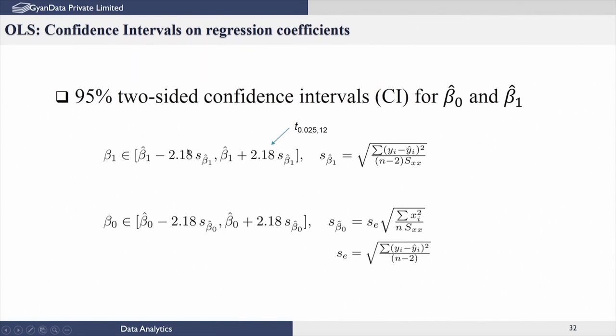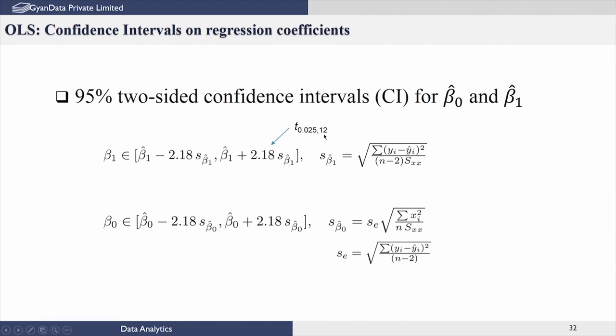The reason why we have 2.18 instead of 2 is because we are no longer obtaining the critical value from the normal distribution, but from the t distribution, because sigma squared is estimated from the data and not known a priori. So, the distribution slightly changes, it is not the normal distribution but the t distribution, and that is what we have pointed out here. This 2.18 is nothing but the 2.5% upper critical value with 12 degrees of freedom.